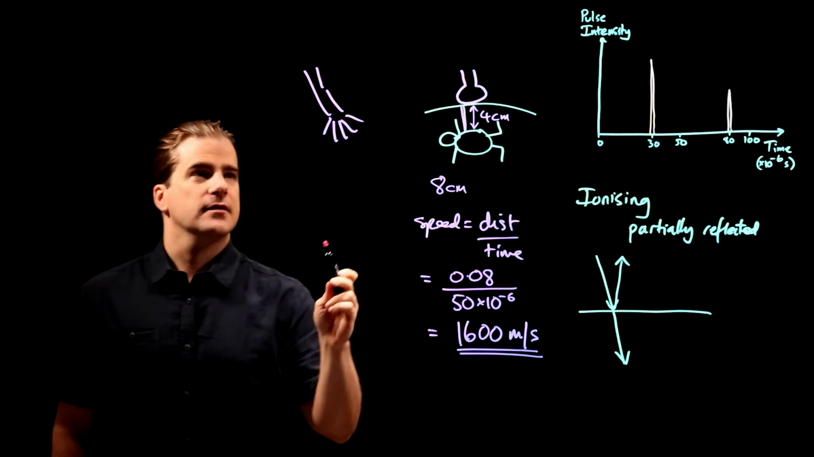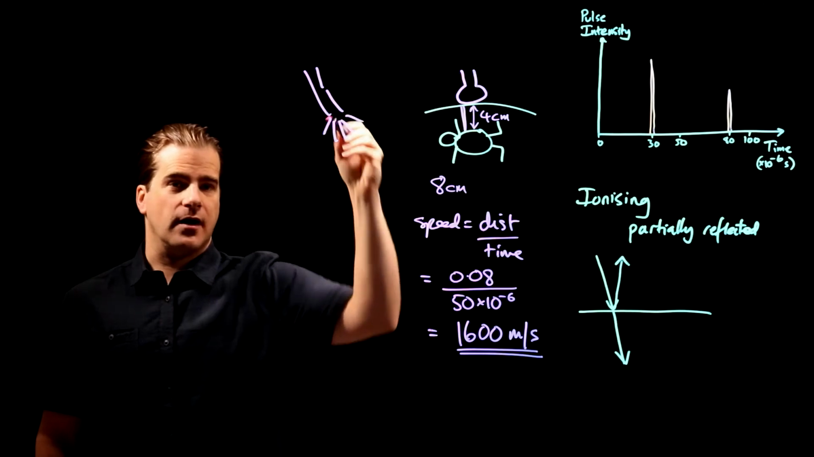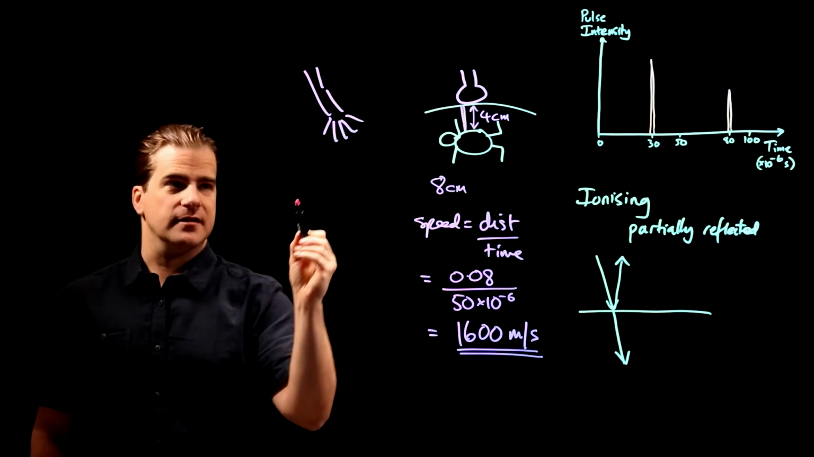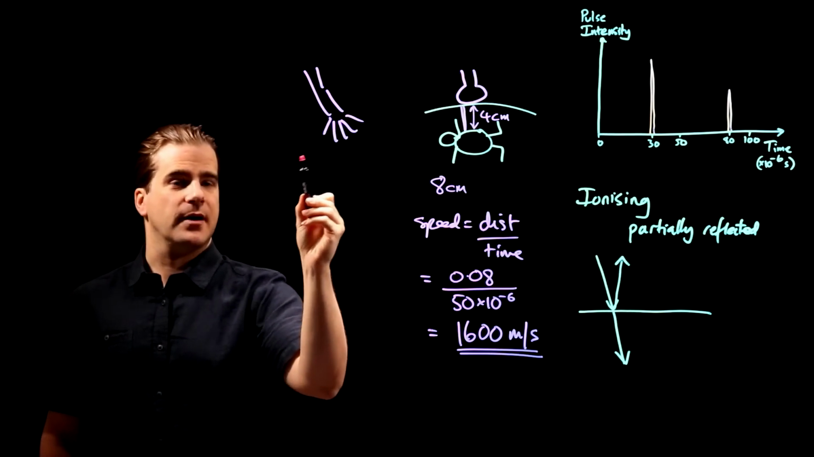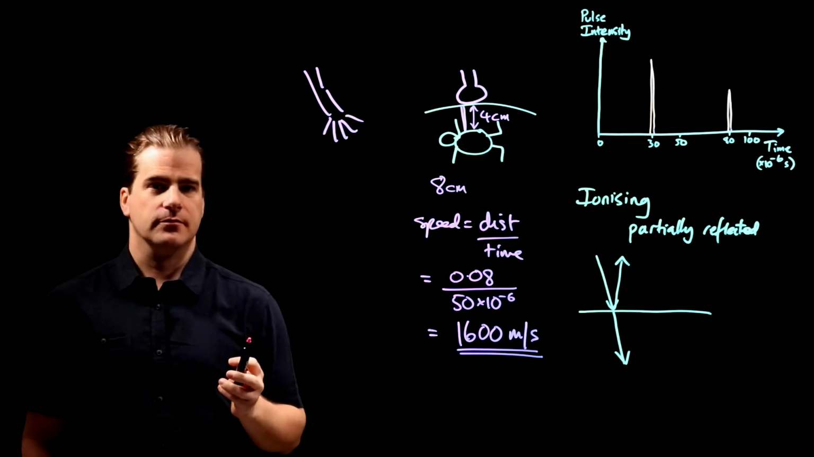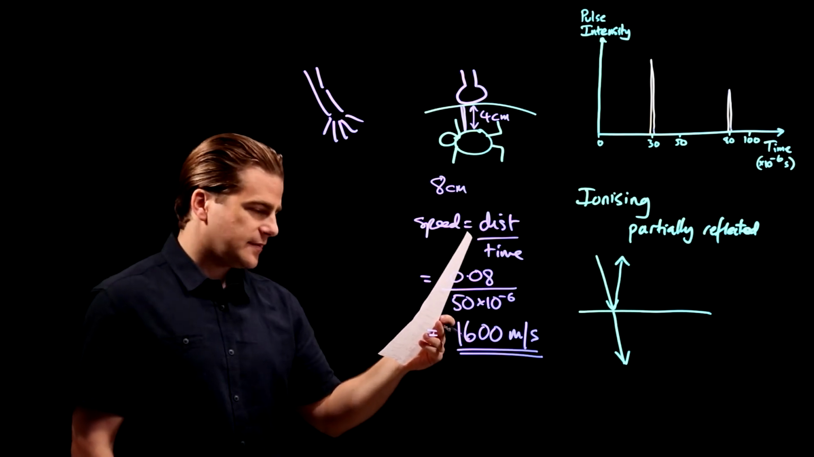Third mark. The X-ray transmitter is on one side of the arm, the detector is on the other. So use the word transmitted, the transmitted X-rays are detected by the detector on the other side of the arm. And that's where you get the image from. Okay, good. Next.